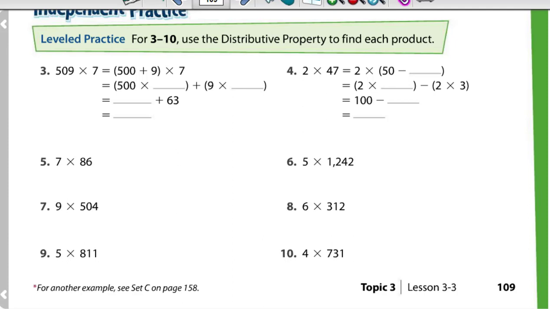Muhammad al-Shaban. Yes, Muhammad. You will help me in this question. Question number 3. Tell me what we did. We break down 509. We will write it in the expanded form. 500 plus 9. What is next? What should we distribute? Yes, we will distribute the multiplication by 7.